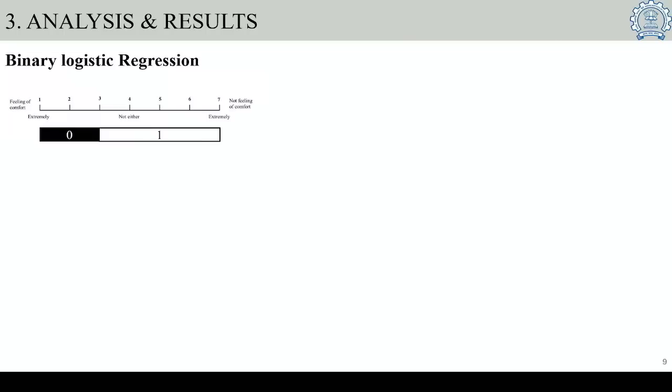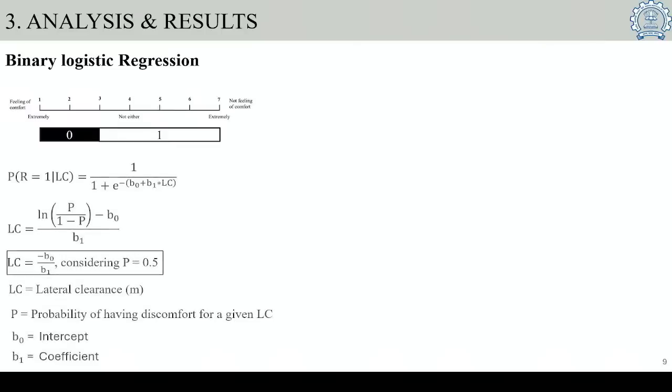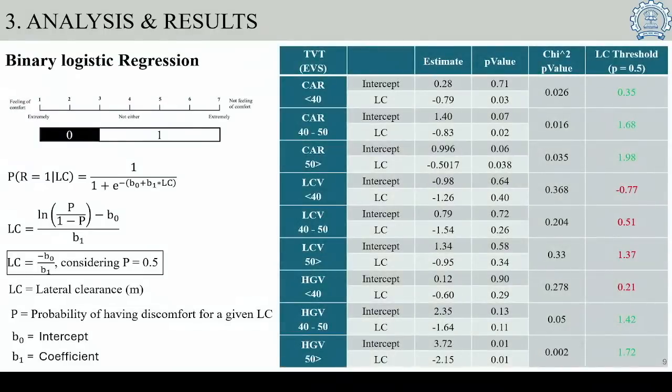Later on, binary logistic regression has been used. Since the rating has been collected on the 7-point Likert scale, it has been converted to 2 points, 0 and 1. The base point has been considered as 3. 3 and below is considered as 0, which is the comfortable zone, and 3 and above is considered as the uncomfortable zone. And using binary logistic regression, the results were analyzed.